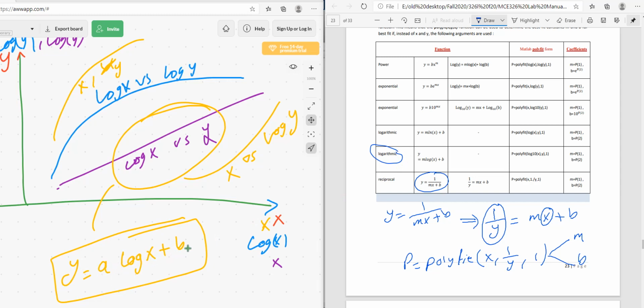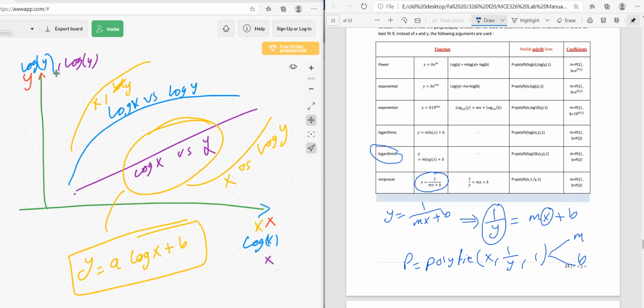So how can we solve it now? Again, the plots are not the polyfit plots. We are plotting the data, okay? I plotted the data using x with 1 over y, not linear, so I can't fit it using reciprocal. I used log x with log of y, not linear. I can't fit it using this one. But I found the relation between log of x and y is a line, it is linear. I can use the polyfit. So I will fit it using the logarithmic one.